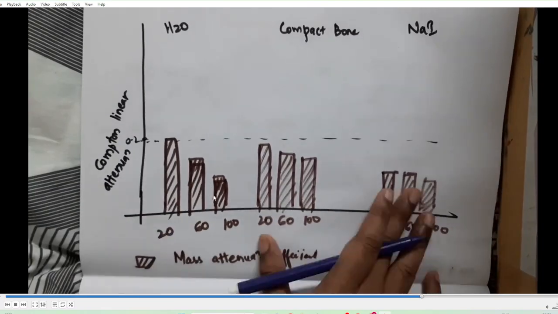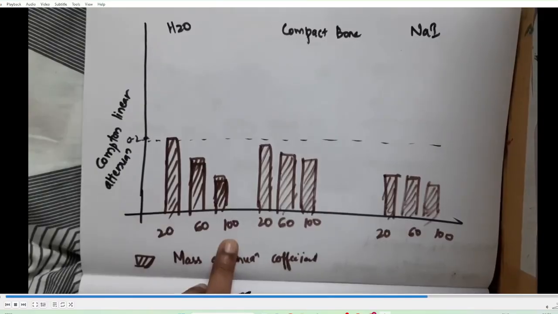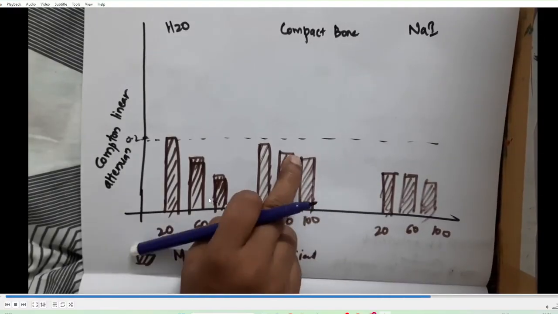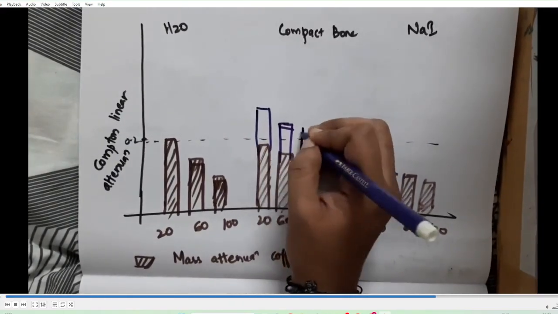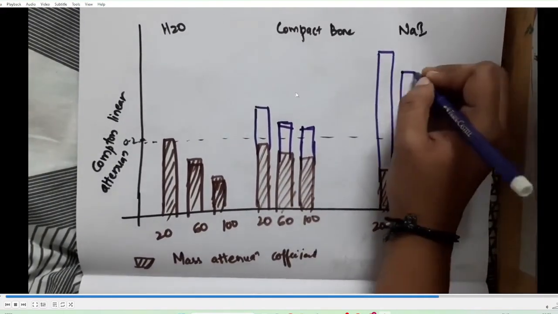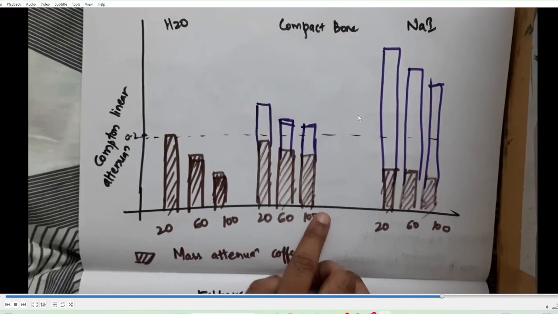So this shaded region is the mass attenuation coefficient, that is the Compton mass attenuation coefficient. So this shaded portion is the Compton mass attenuation coefficient. Then this is the photoelectric effect. This purple color is the photoelectric effect mass attenuation coefficient.